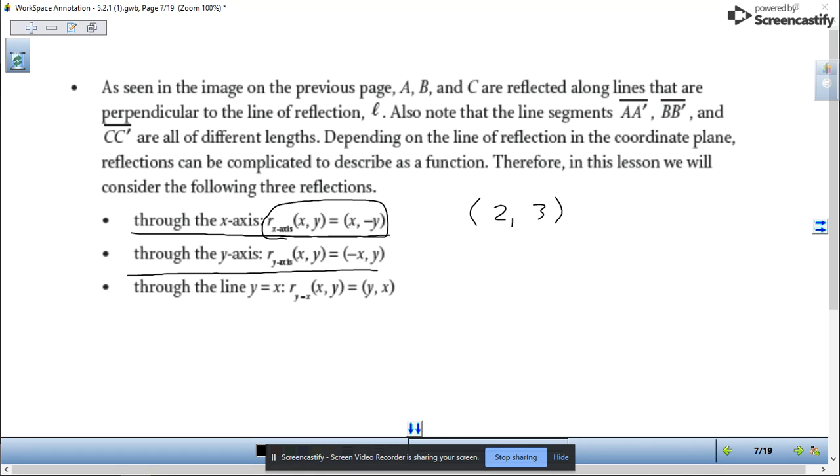A reflection over the x-axis changes your y to a negative. A reflection over the y-axis changes your x. So it changes the opposite one. So you got to think about that if you're going to try to memorize these rules.